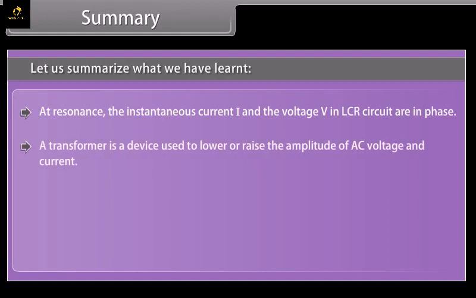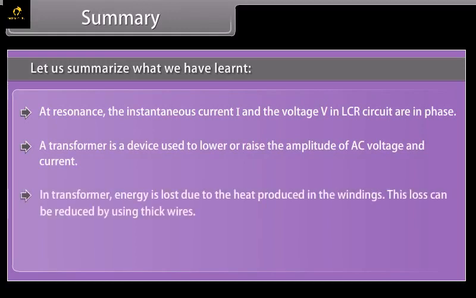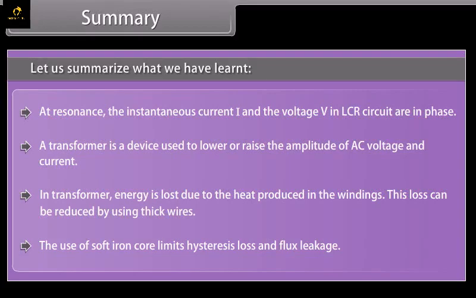A transformer is a device used to lower or raise the amplitude of AC voltage and current. In a transformer, energy is lost due to heat produced in the windings. This loss can be reduced by using thick wires. The use of soft iron core limits hysteresis loss and flux leakage.